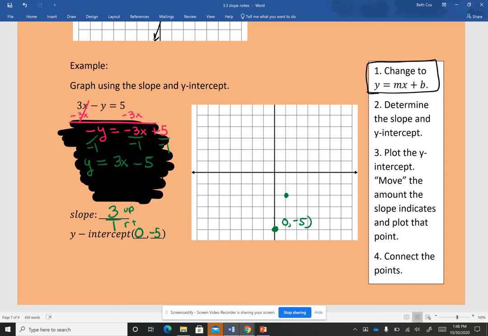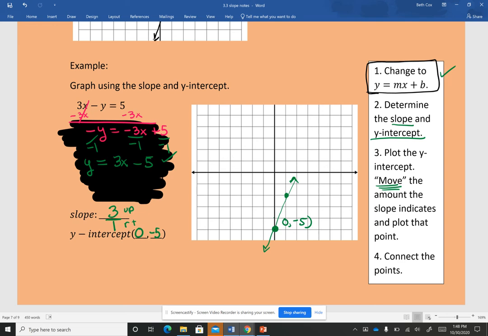Now I could do another one if I want to, but look at my steps. I changed it to y equals mx plus b. I got my slope, which was 3. I got my y-intercept, which was negative 5. I plotted the y-intercept, and then I moved my slope. My slope is directions. Go up 3, right 1. That's my slope. Plot the new point, connect my dots, and that's it.